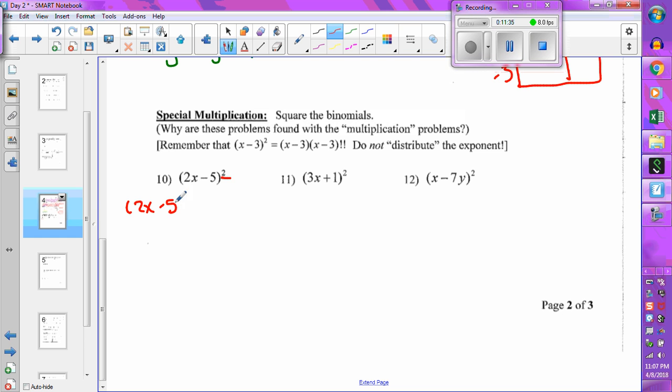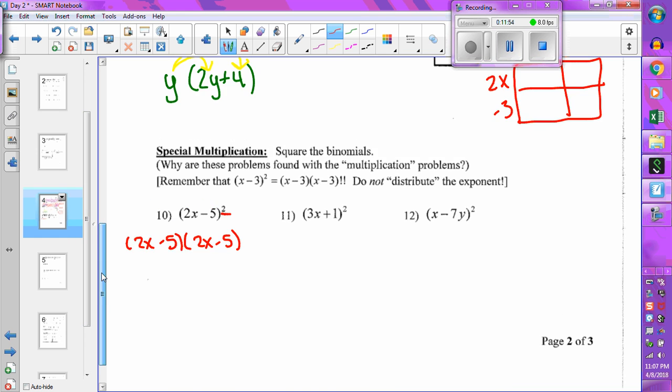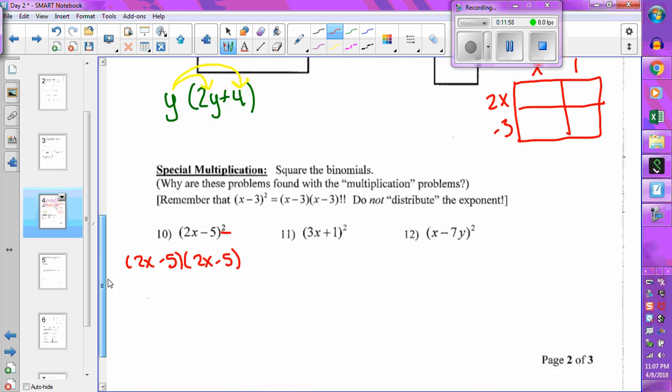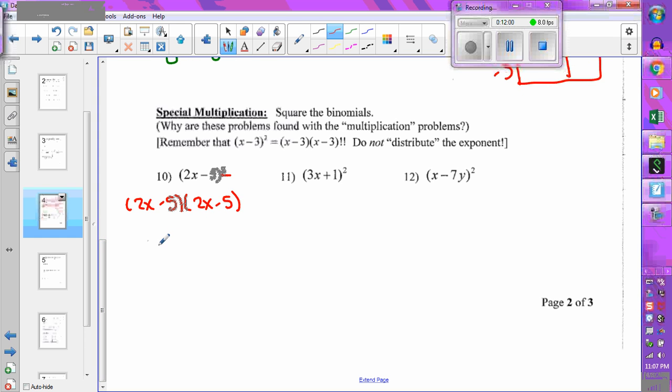2x minus 5 times 2x minus 5. You guys see that? So now we have to pick a strategy on how to solve it. We can use the box method or we can use the distributive. Now, on the previous problems that we did up here, we did the box method. So down here, I'm going to show you guys the distributive method again.